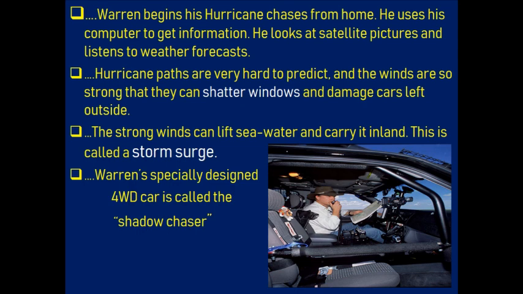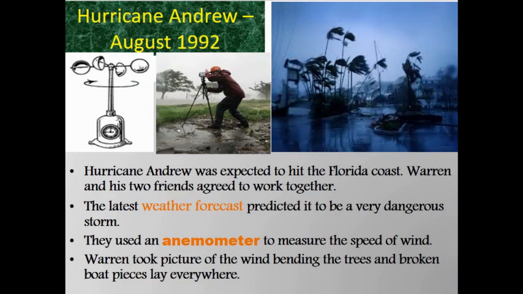Now, Warren uses a specially designed four-wheel drive car that is called the Shadow Chaser. It has a lot of gadgets that help him to study the hurricanes and the tornadoes. Now, in August 1992, there was a hurricane called Hurricane Andrew. Hurricane Andrew was expected to hit the Florida coast. So Warren and two of his friends agreed to work together, and they set up bases, and they said they will get as much information and pictures about Hurricane Andrew.